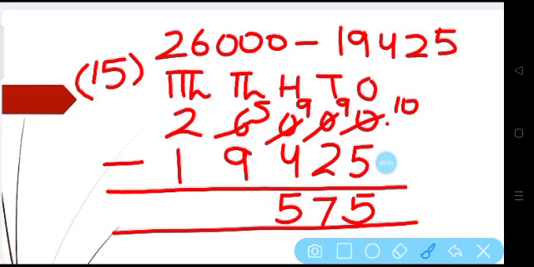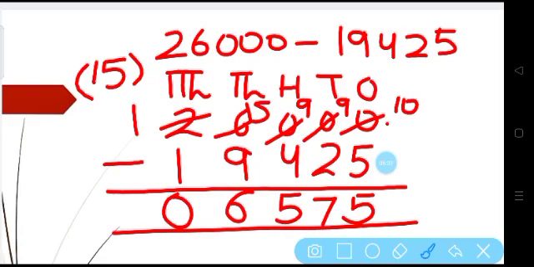Here again you can see 5 is here. So we will borrow from this 2. 2 will become 1 and this 5 will become 15. So 15 minus 9 will be equal to 6 and 1 minus 1 will be equal to 0. So hence our answer is 6,575. Okay students, I hope this question number 15 is well clear to everyone.